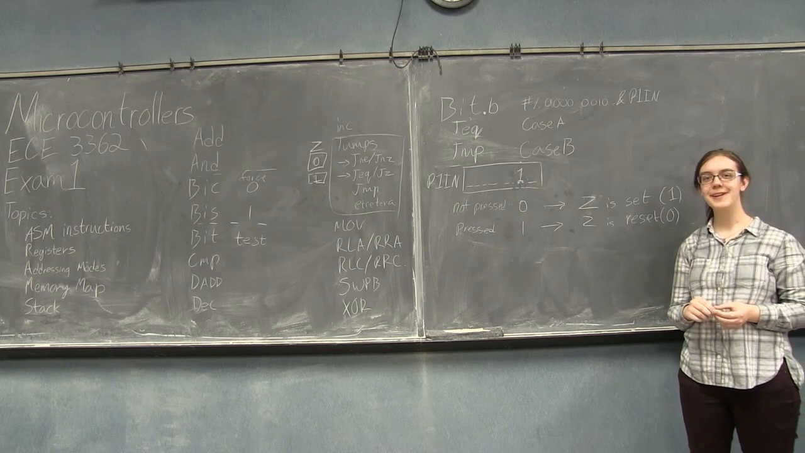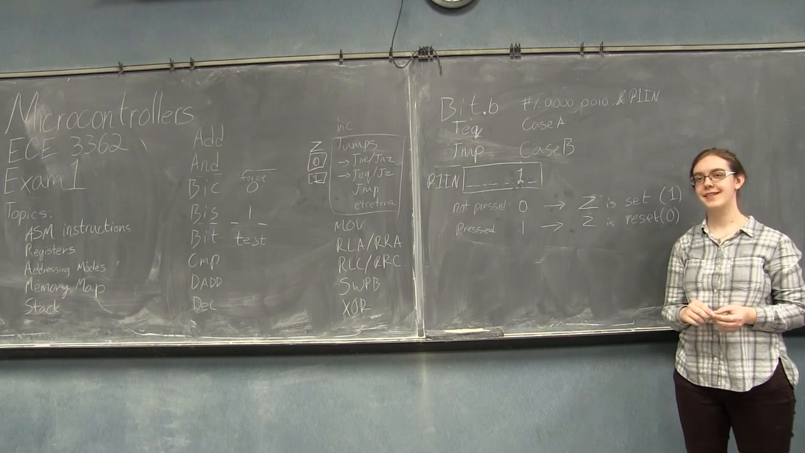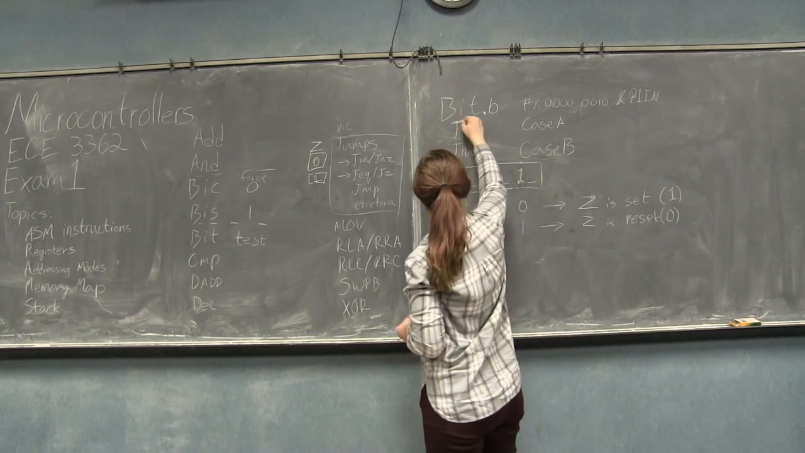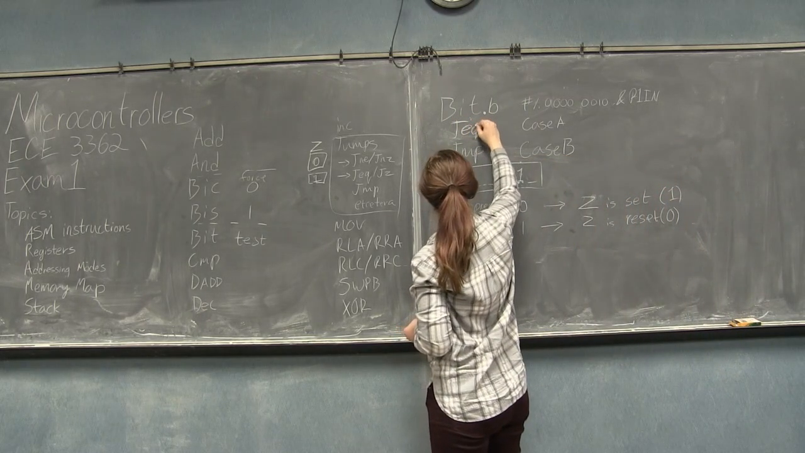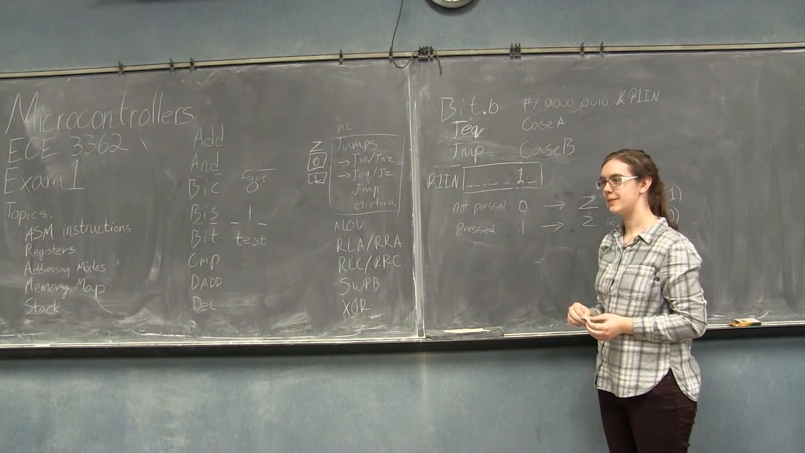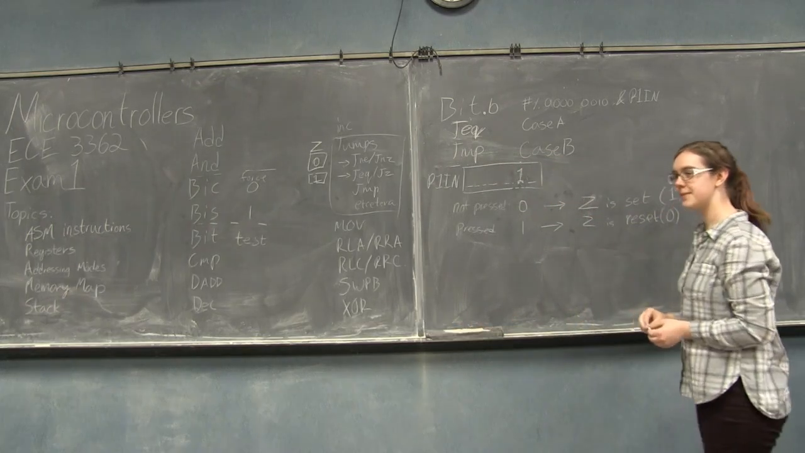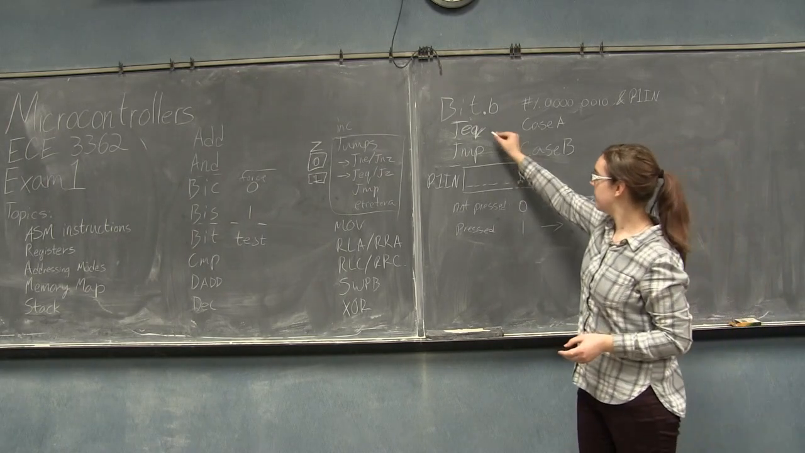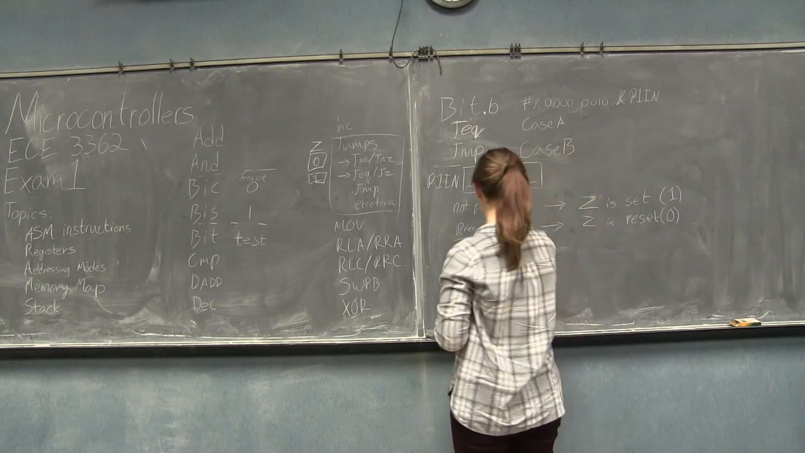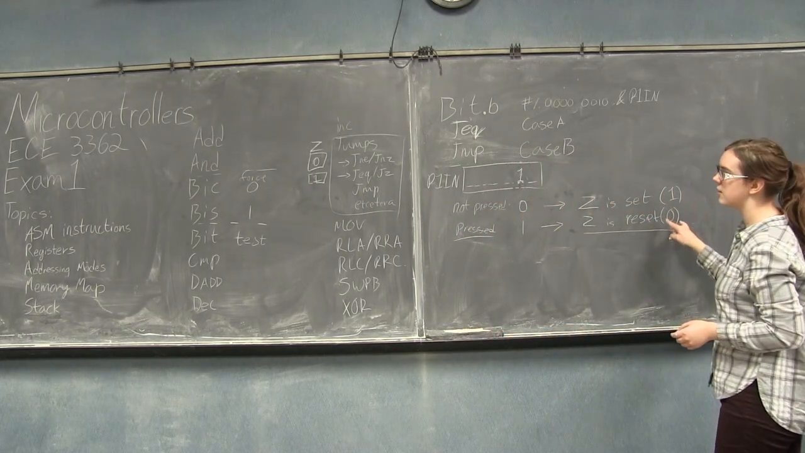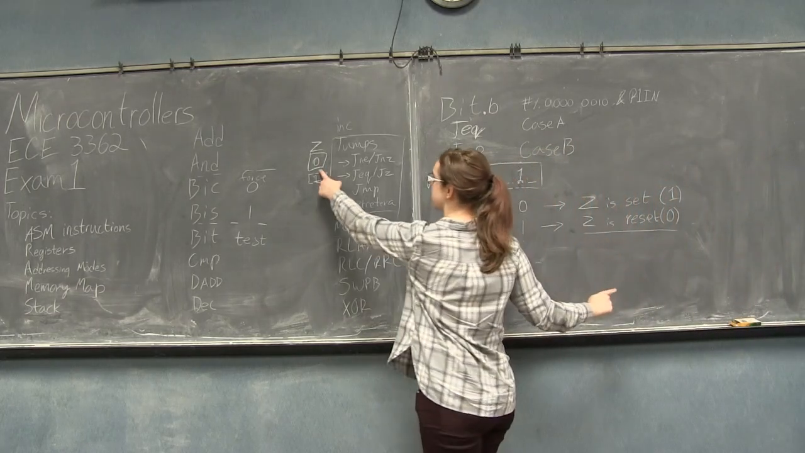Case A. Am I just confusing you all? Case A. Why would we jump to case A? Because Z resets. Because it's checking the Z value. So when we have our button pressed, the Z value is reset, which is set to 0.